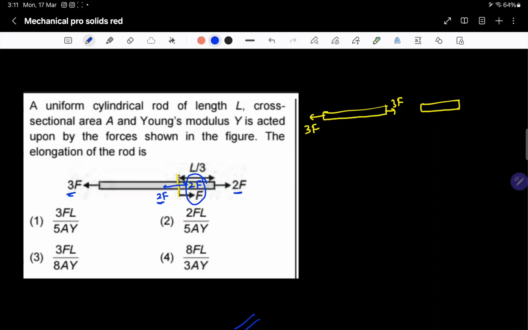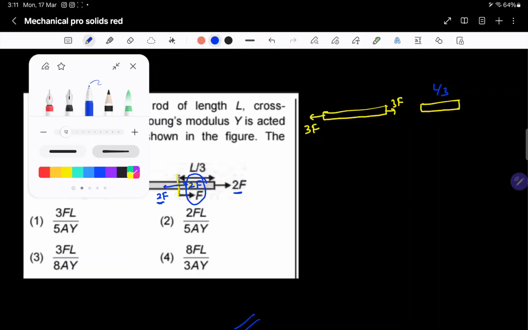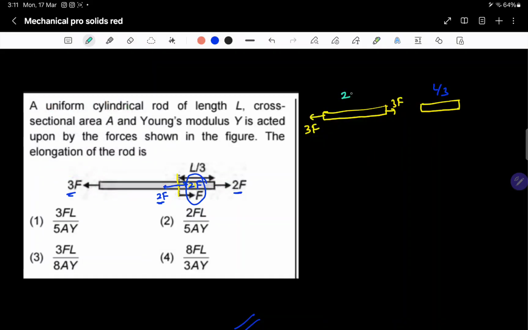So 3F and 3F, the length of this part is L by 3, given. The length of this part is L by 3, so what is the length here, students? 2L by 3. 2L by 3 length here, L by 3 length here. Okay. And here the force is 2F and also the force is 2F only. So here 3F force is acting, here 2F force is acting. Because of the 3F force, let us consider the elongation x1 here. Because of the 2F force, the elongation here is x2. What is the total elongation of the rod that is being asked? These model questions are also important. So total elongation x equals x1 plus x2.